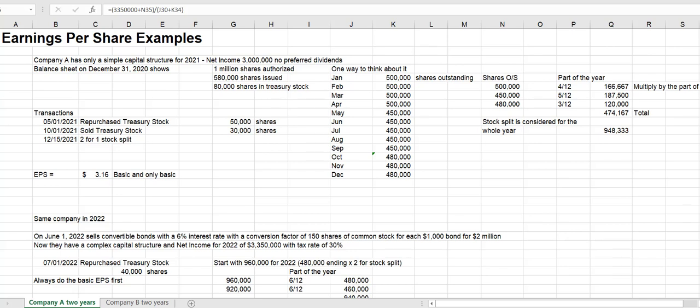Hello everyone. I think the best way for us to learn or go over earnings per share is to just do some examples in Excel so we can see the mechanics of the calculation.